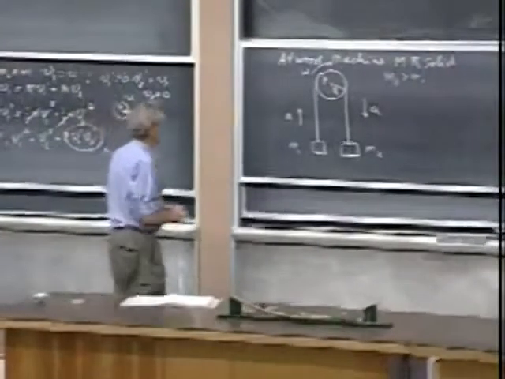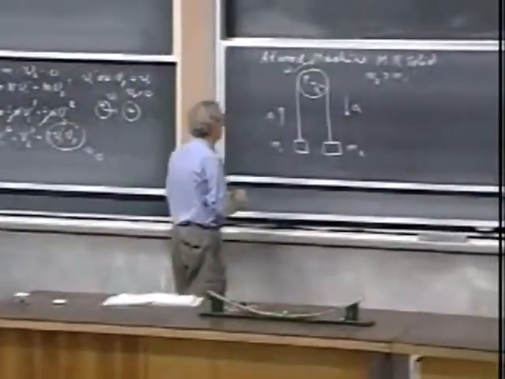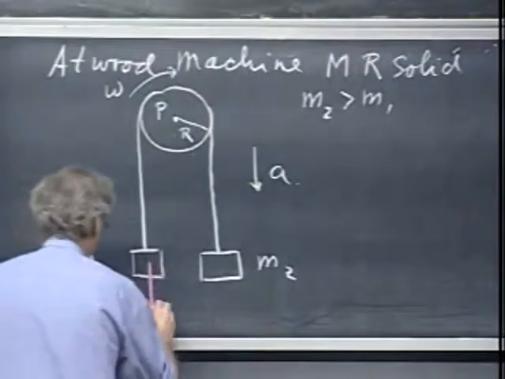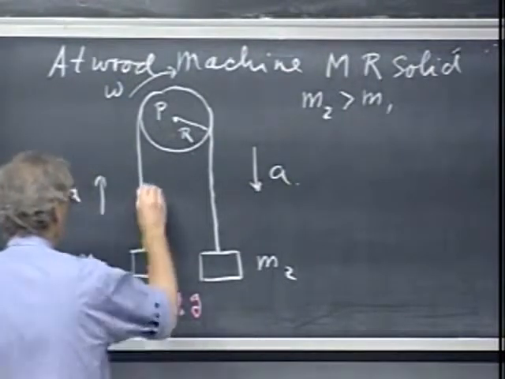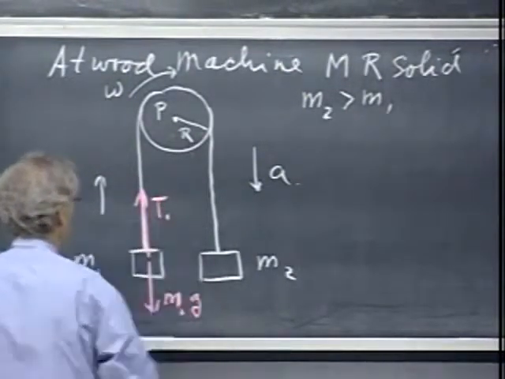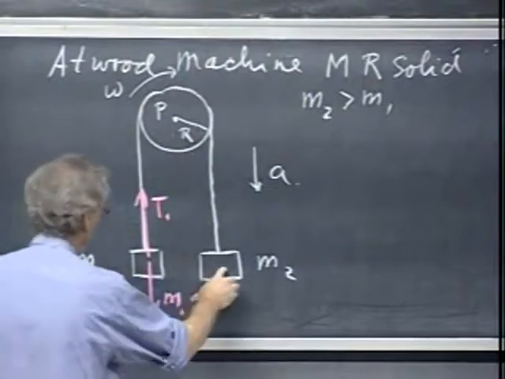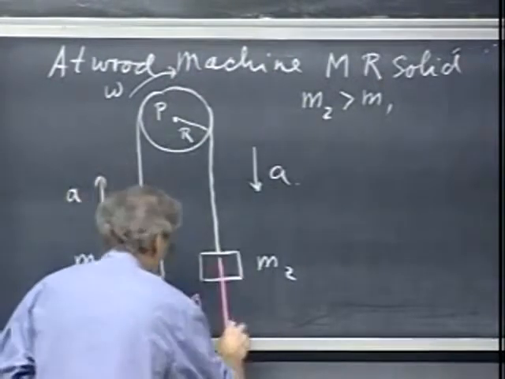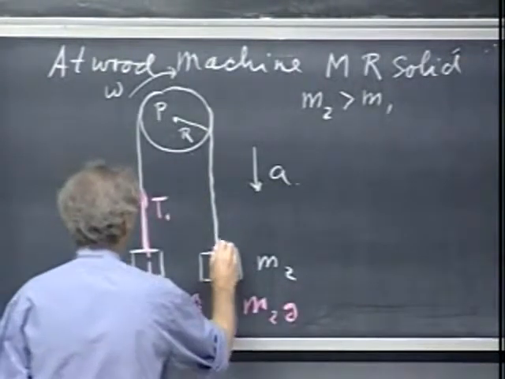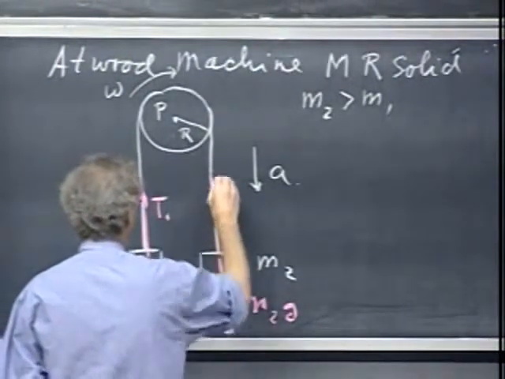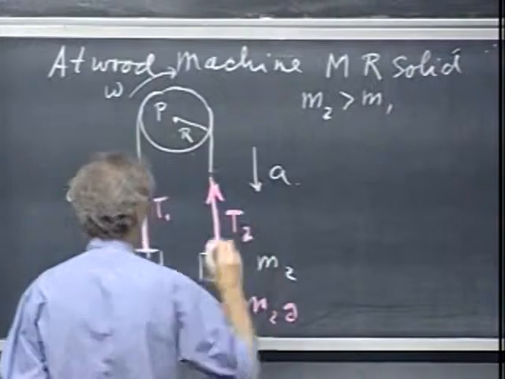And now the first thing we want to do is to make up free body diagrams. Free body diagrams for this one is easy. M1g down and T1 up. For this one, we have M2g down, and we have T2 up.